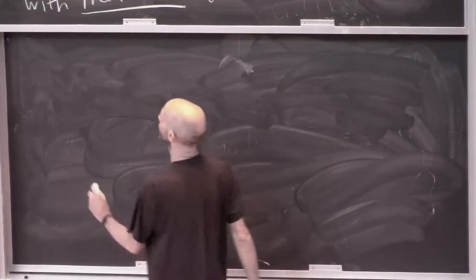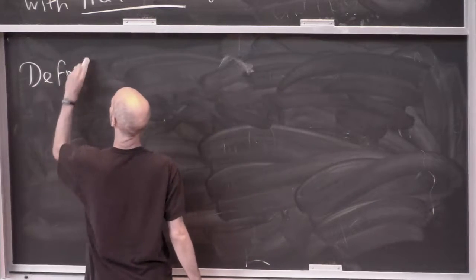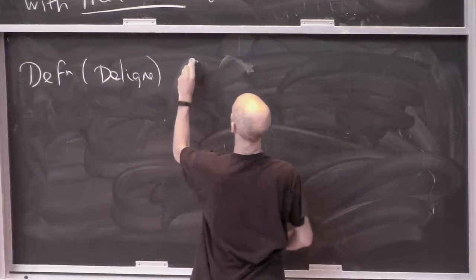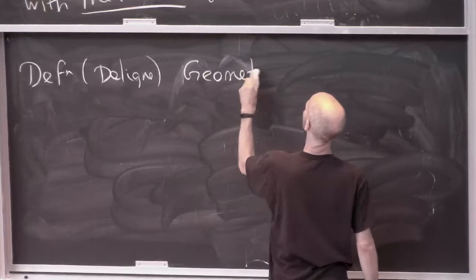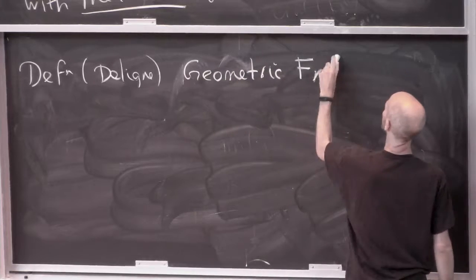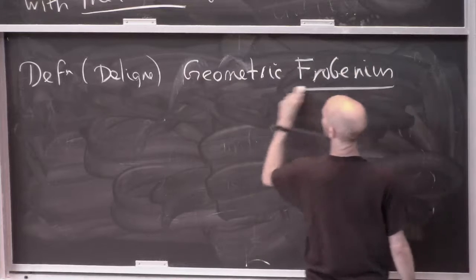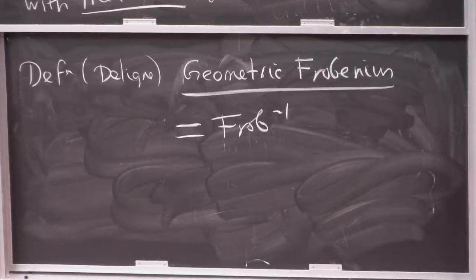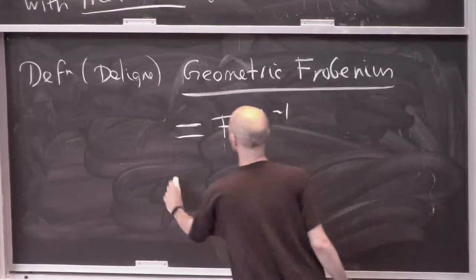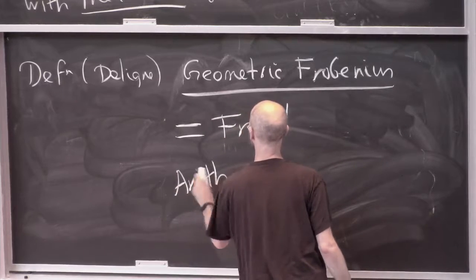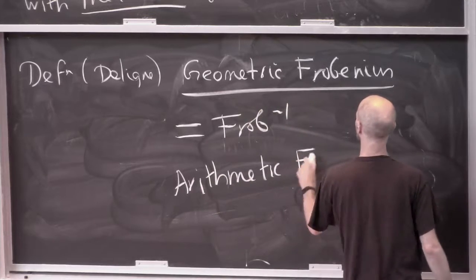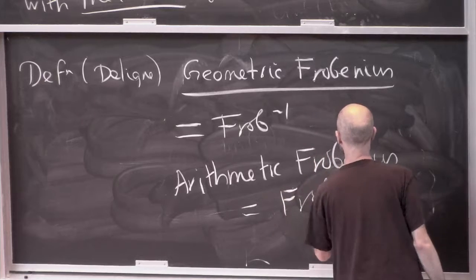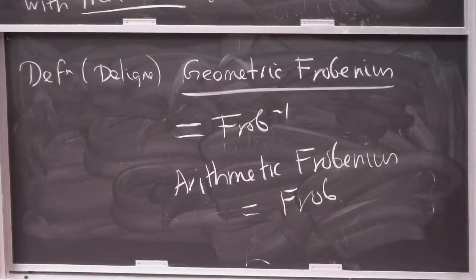So Deligne, definition: geometric Frobenius. It's the reciprocal of Frobenius, right? An arithmetic Frobenius is Frob. Right? Frob is the one that Frobenius knew something about.